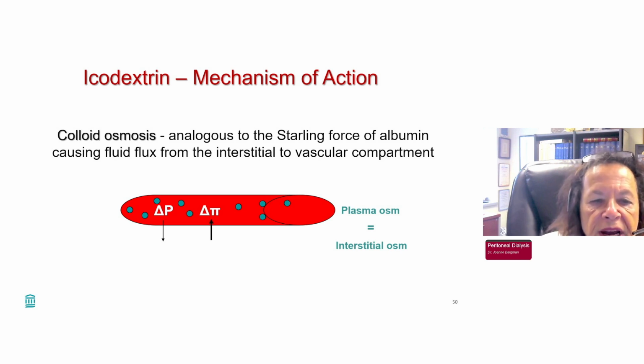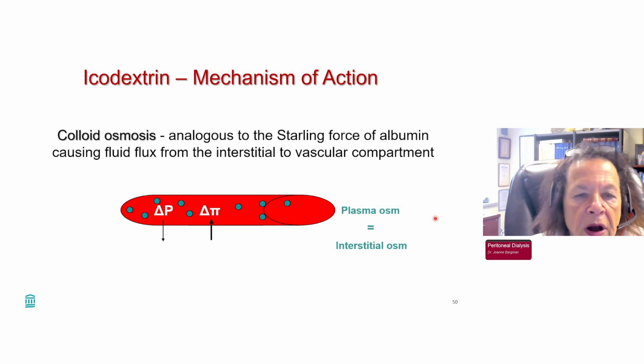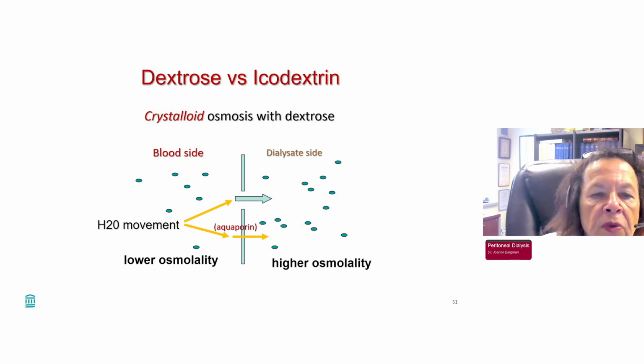So that's the way I think about icodextrin. Those big dextrans in the peritoneal cavity are kind of stuck there, and they're kind of like what I think of albumin in the vascular compartment, even though the osmolality is no different between the interstitial compartment and the plasma compartment. Same thing with icodextrin. It is not hyperosmolar. It just has those dextrans in it, which account for the increase in oncotic pressure. Now, this has an interesting clinical result.